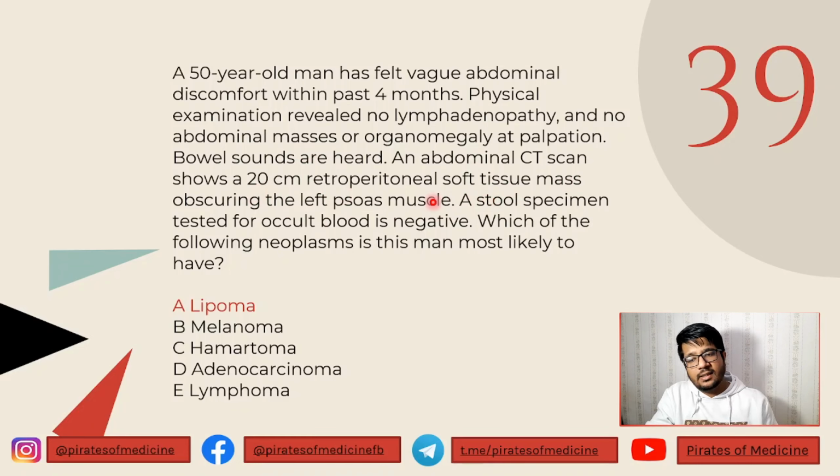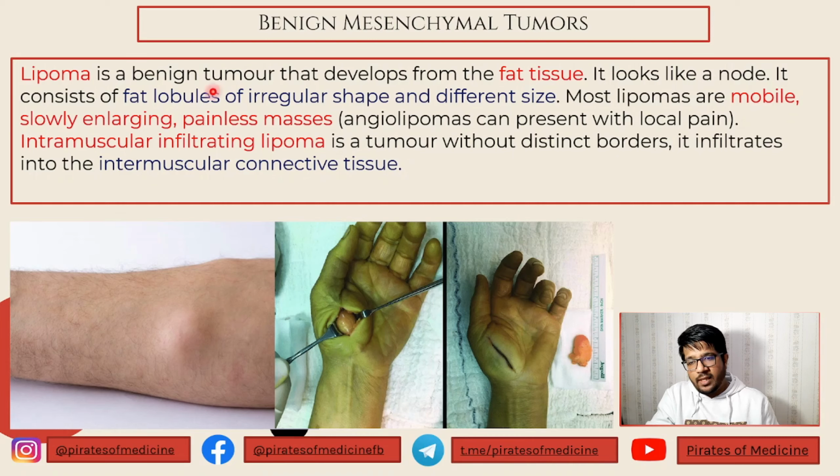We need to understand that in the retroperitoneum, there is a fat capsule which surrounds the kidney, next to the left psoas muscle, and this fat capsule surrounding the kidney often leads to formation of a benign tumor of lipids called lipoma. So as we talked about fibroma, lipoma is again a benign mesenchymal tumor which develops from the fat tissue. It looks like a node.